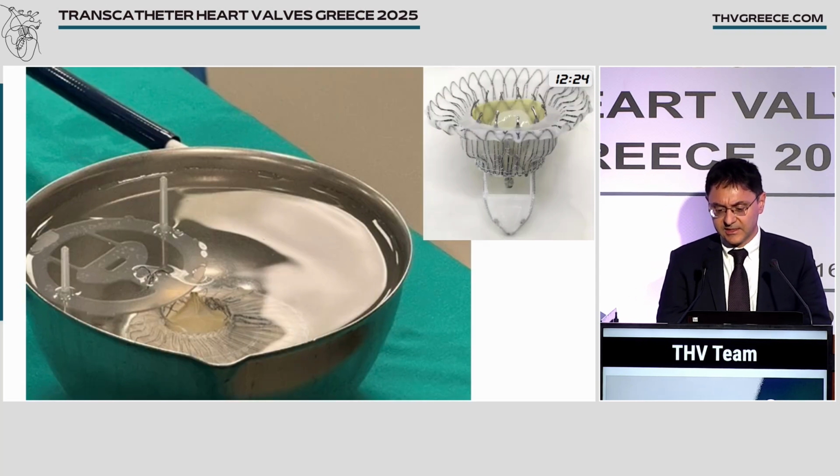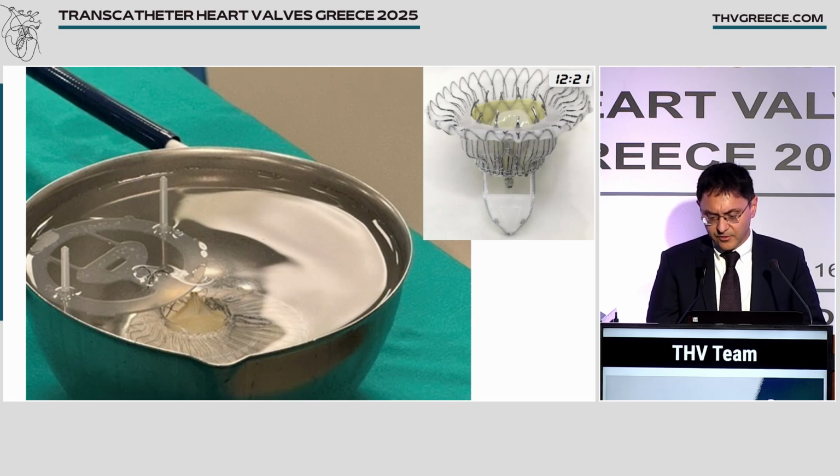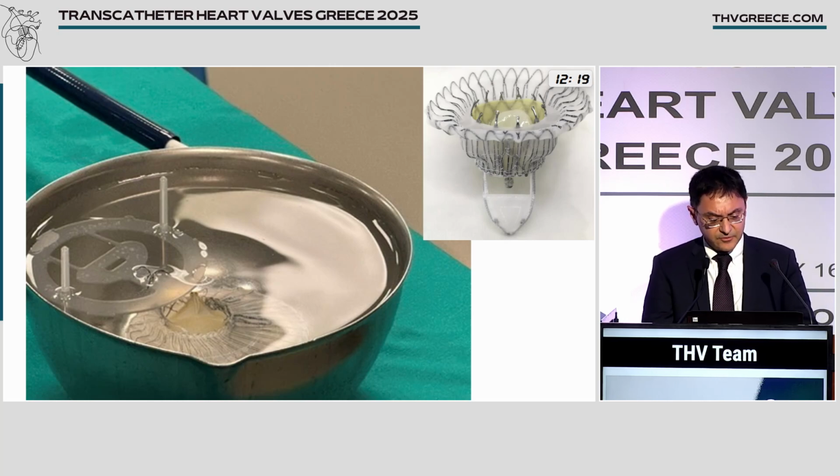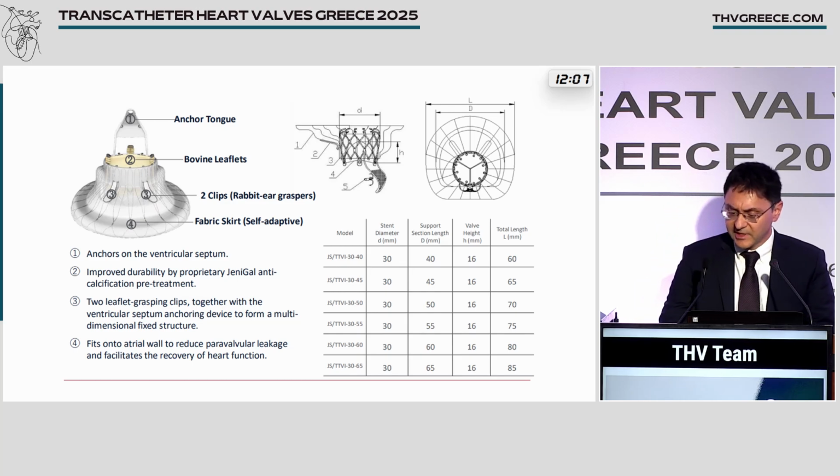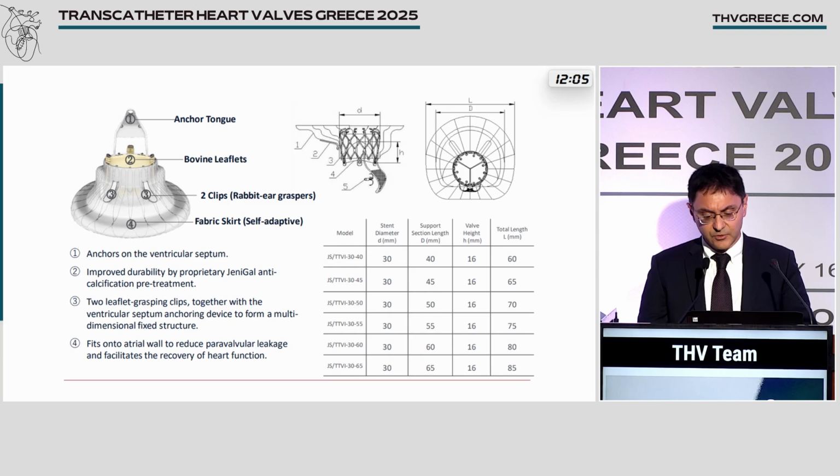So we proceeded with the orthotopic independent radial force valve, the Lux-valve, and here we see the valve. Dr. Aravantinos commented on the valve before. As Dr. Spargias also said, it stabilizes with 2 graspers, 2 rabbit ears, as Dr. Chrissoheris said, and the anchor that we set in the septum.